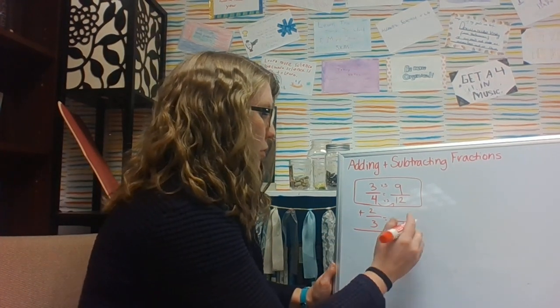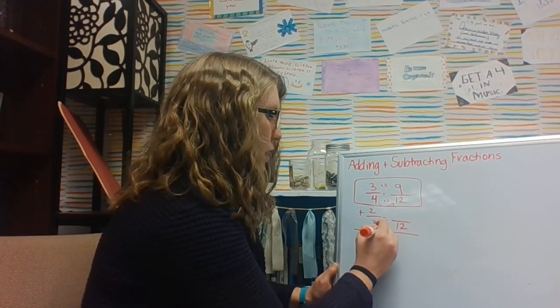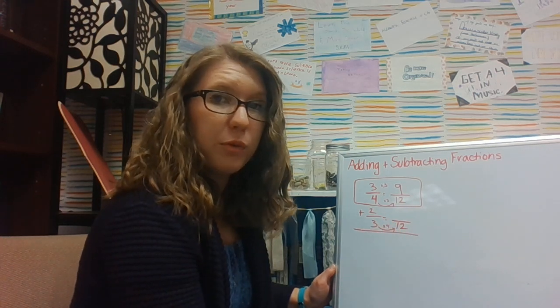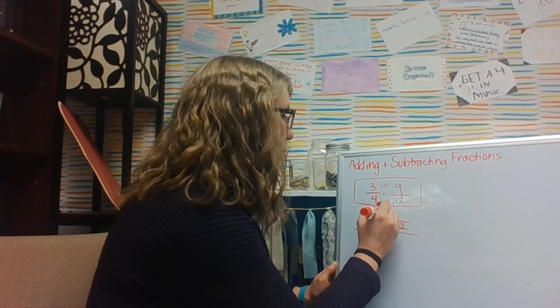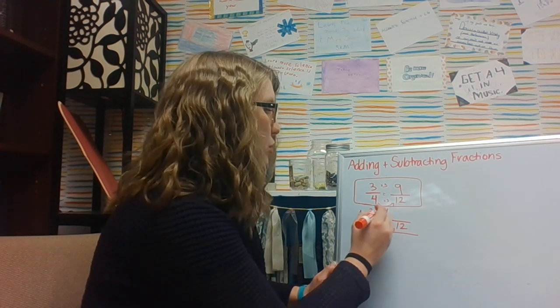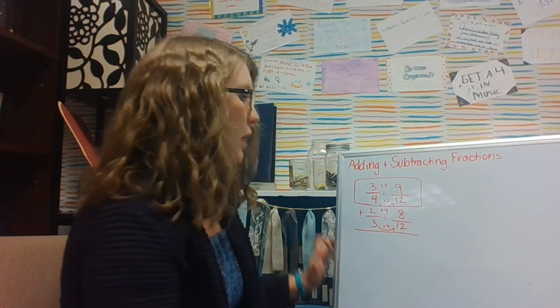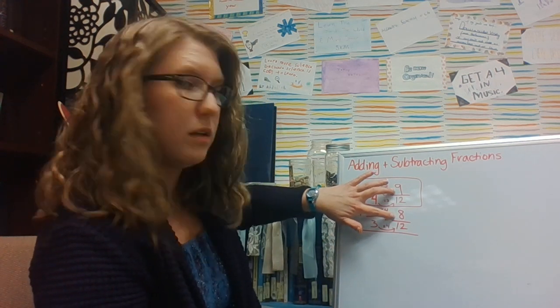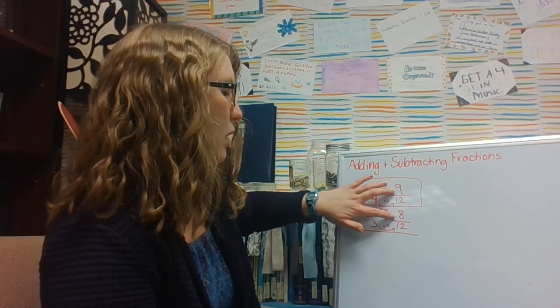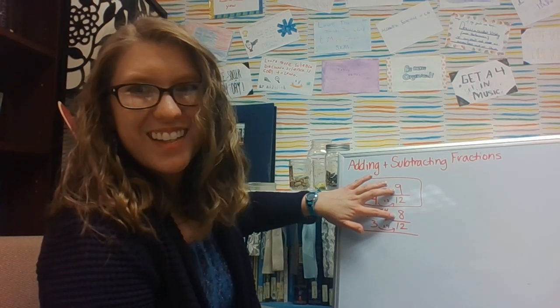Here when I look at 2/3 to 12ths, I think 3 times what gets me to 12? 3 times 4 gets me to 12. If I do something to my denominator, I have to do it to my numerator, so 2 times 4 equals 8. Now I have 9/12 plus 8/12.